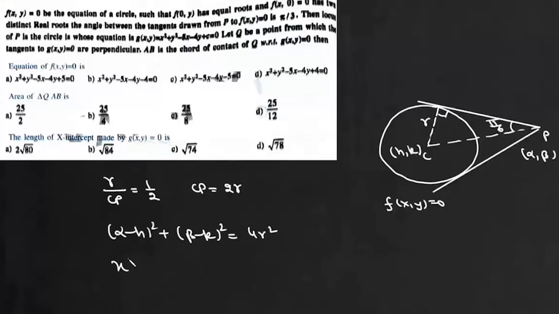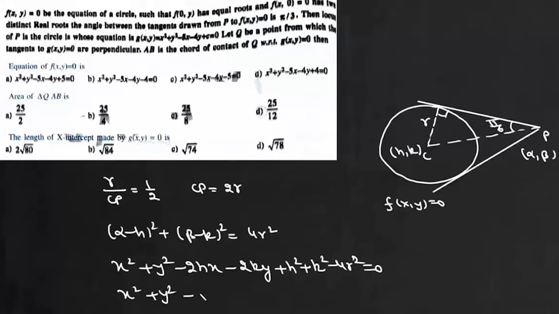Now we'll write locus of P. So we'll replace alpha with x and beta with y. So it will be x square plus y square minus 2hx minus 2ky plus h square plus k square minus 4r square equals 0. Now we'll compare it with the given equation, which is x square plus y square minus 5x minus 4y plus c equals 0. Now we compare it directly, we'll get 2h equals 5 and 2k equals 4.